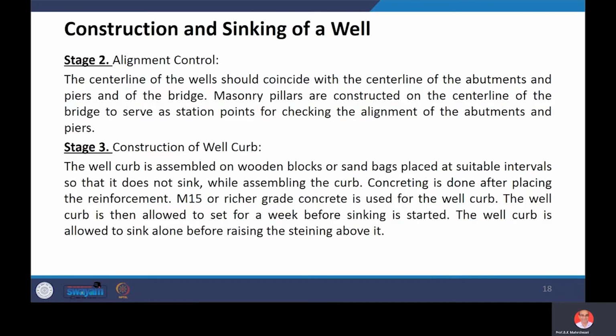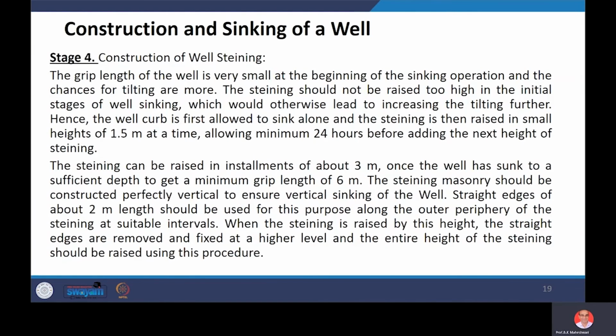So before you start the construction of the steining, the well curb should be finished. Now the fourth stage, which is the major stage, is the construction of the well steining. As we discussed, the well steining is the main body of the well.